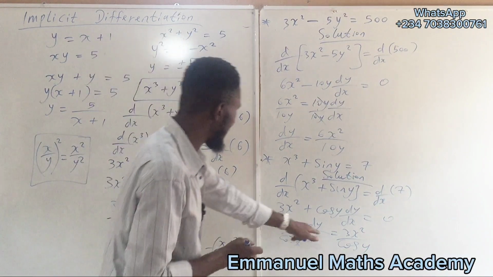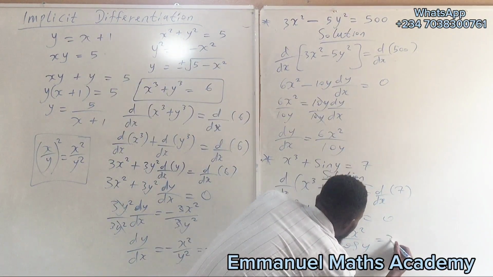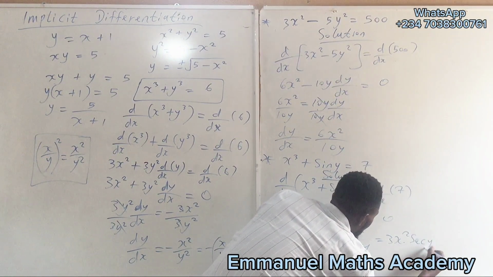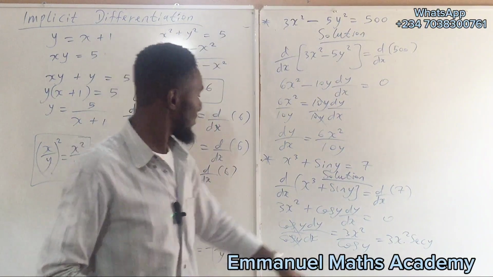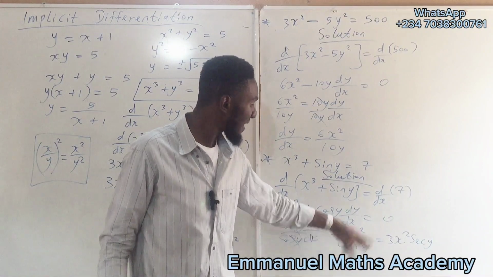Right? You can even simplify this further to give you what? Equal to minus 3x squared sec y, because 1 over cos will give you sec, right? 1 over cos will give you sec from your trigonometric identity. As simple as that.